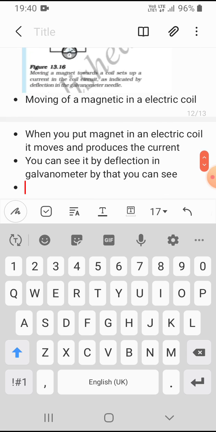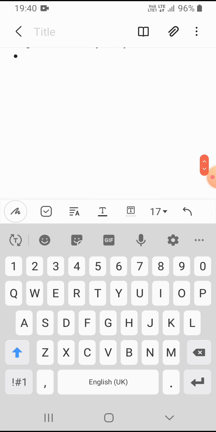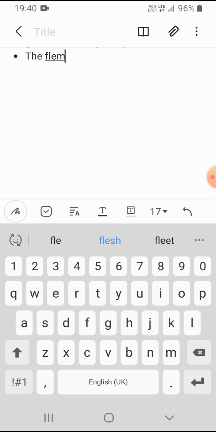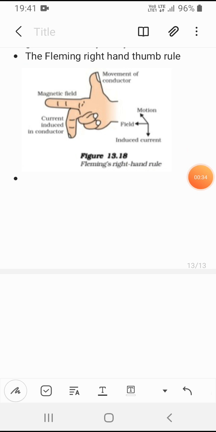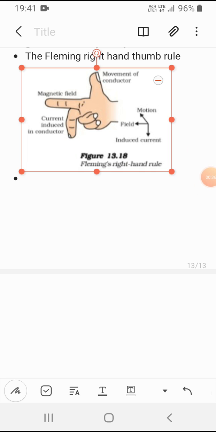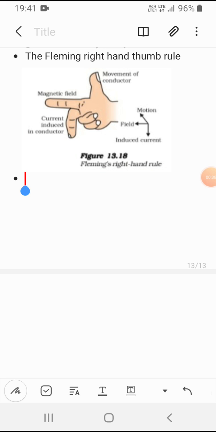So let's come to the next topic, that is Fleming's right hand rule. In the last topic I explained Fleming's left hand rule. Now let's see the right hand rule. This is Fleming's right hand rule. It is also the same as Fleming's left hand rule.